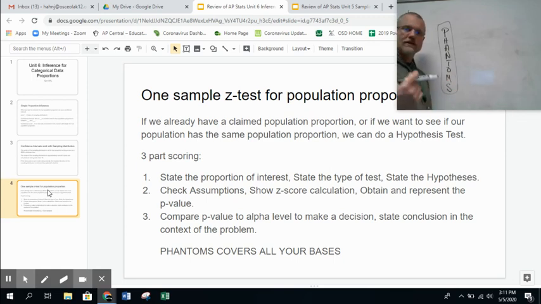So this would be a one sample z-test for population proportion. All right. So when do you use that? Well, if you already have a claimed population proportion, you're not trying to estimate it. You're just trying to say, somebody said 94% of people like cheeseburgers in America, and you're like, oh, I don't know. People really don't like cheeseburgers around me. So I'm going to test people around me and check to see if the proportion of my population is 94% or not. All right, so that's it there.